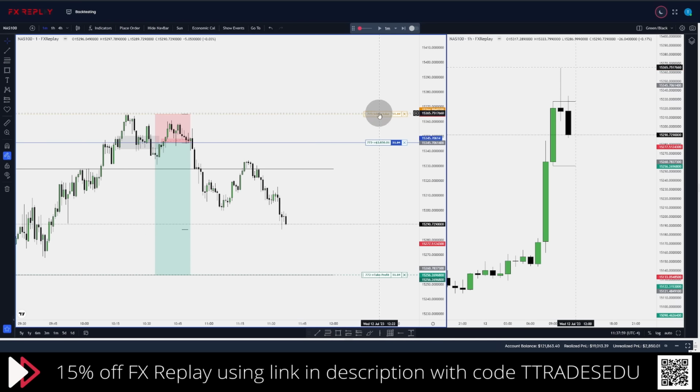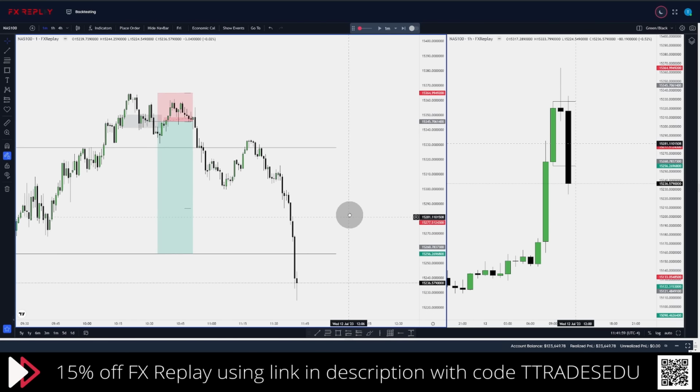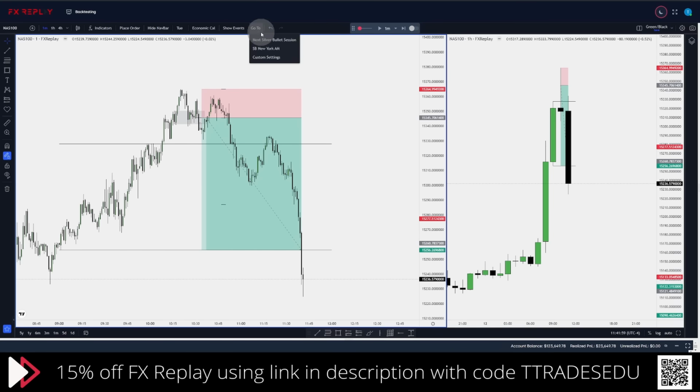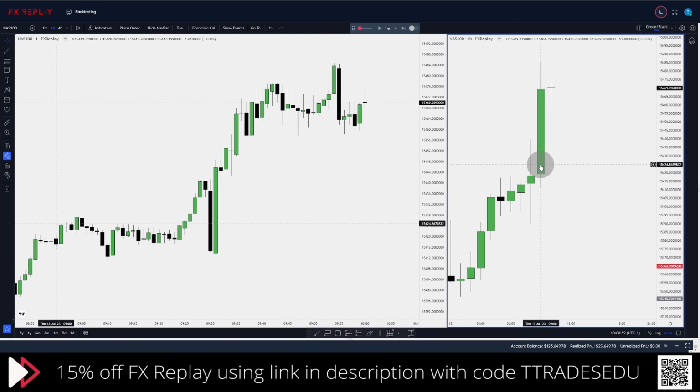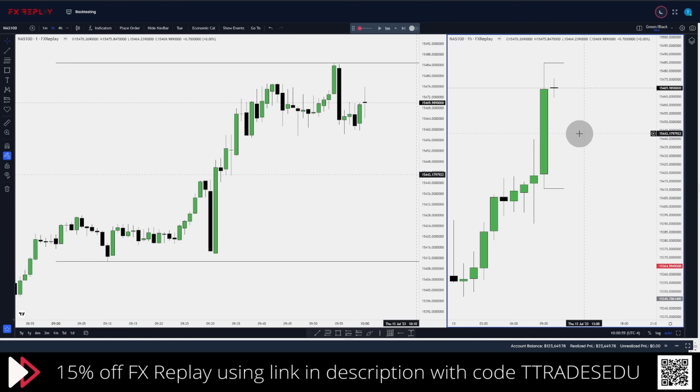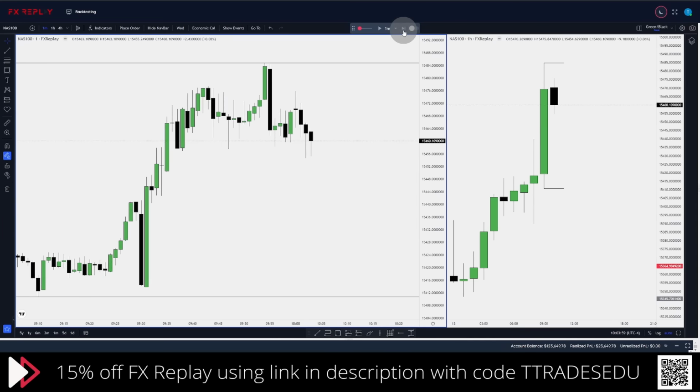3R, move my stop to break even. And there we go. So let's go to the next New York AM session. Going to mark out the 9 AM candle's low and the high. And let's see what happens.